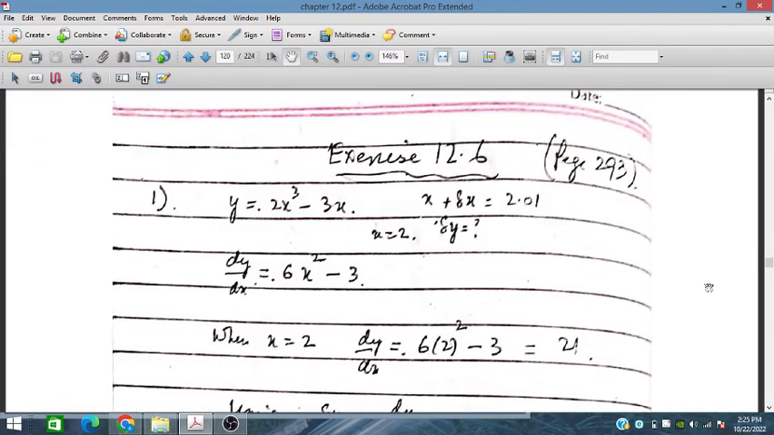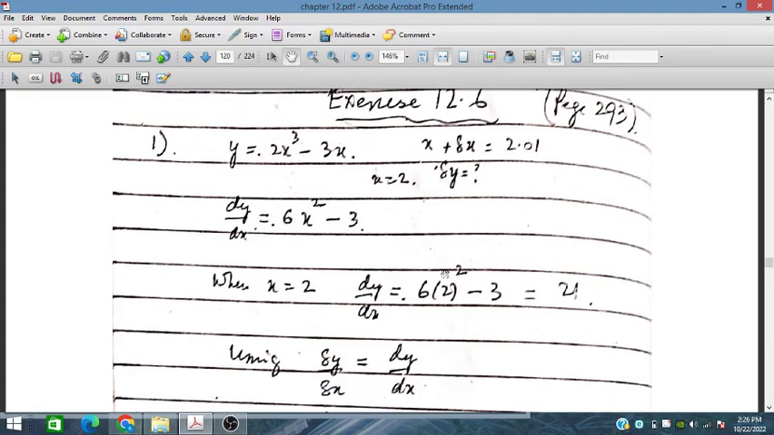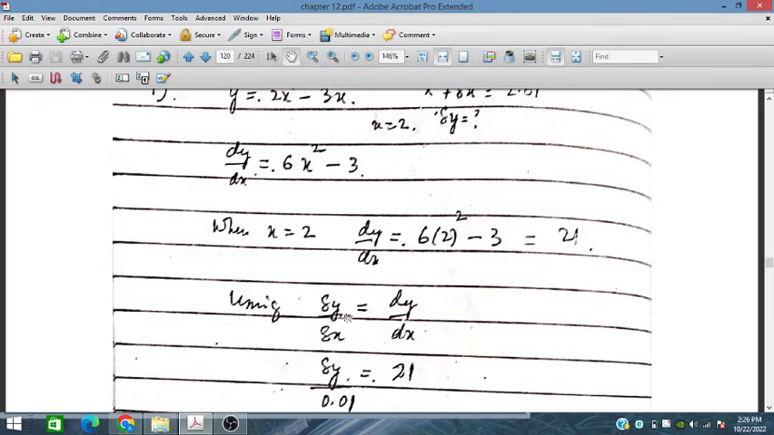So this is problem number 1, where we have y equal to this, and x plus delta x is equal to 2.01. So we have to find delta y. For this we first differentiate it. dy by dx is equal to 6x squared minus 3, and when x is equal to 2, we get the value dy by dx is equal to 21. So this is 4 sixes are 24, minus 3, 21.